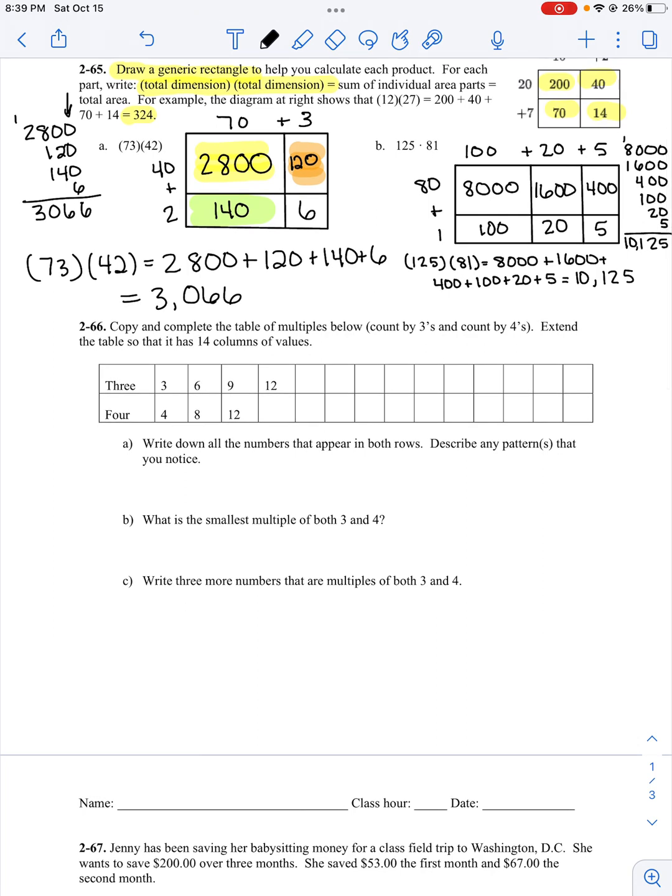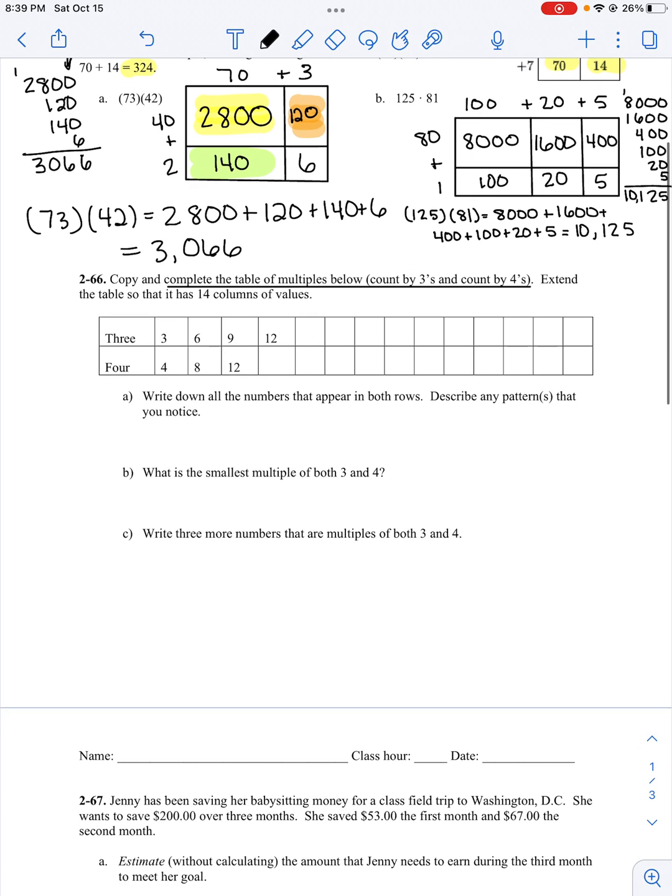We're going to move on to problem 66. So it says we need to complete the table of multiples below. We need to count by 3s and 4s and extend the table so that it has 14 columns of values. So I'm going to double check to make sure I have 14 for you already printed. So 1, 2, 3, 4, 5, 6, 7, 8, 9, 10, 11, 12, 13, 14. So we're just completing the table. We put a table of 14 on there for you.